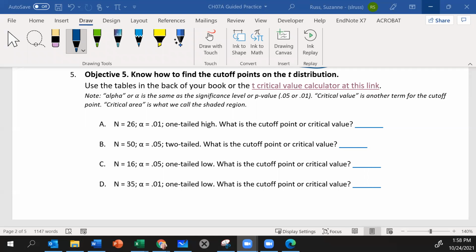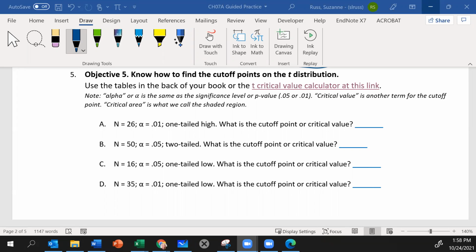Hello, everybody. We're now going through Objective 5, which is knowing how to find the cutoff points on the t-distribution. This is step 3 in your process, and it's really similar to everything you've been doing before. It's just that the t-distribution is a little bit different. The cutoff points vary depending on the degrees of freedom or the number of people in your sample.